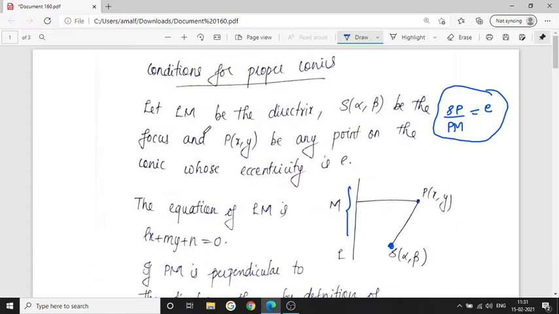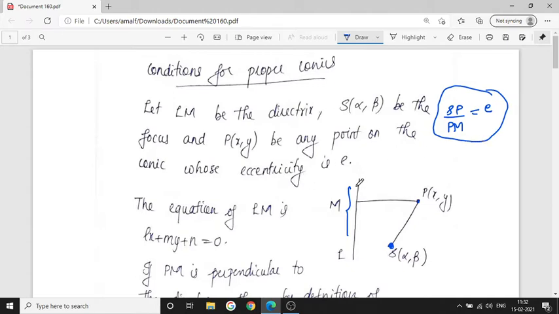So you are given LM to be the directrix, and S of alpha beta is the focus. That will be the fixed point and the fixed line. P of xy is any point on the conic whose eccentricity is e. So conic can be ellipse, hyperbola or parabola depending on the value of e. Now we are going to write SP by PM equal to e.